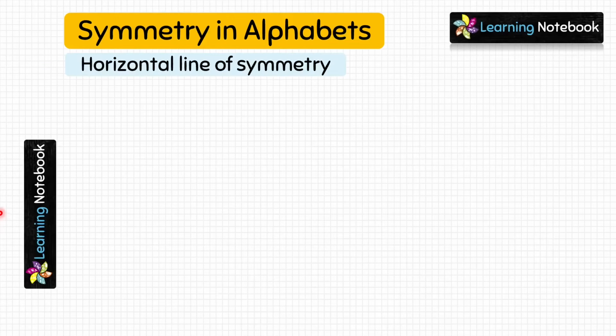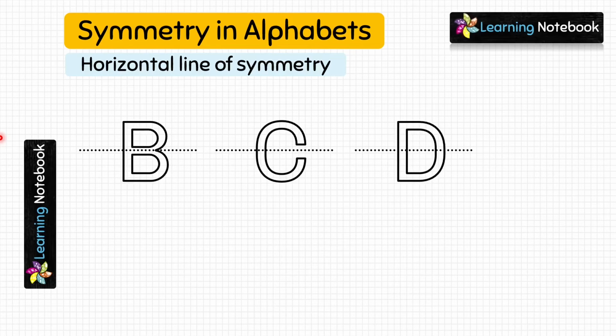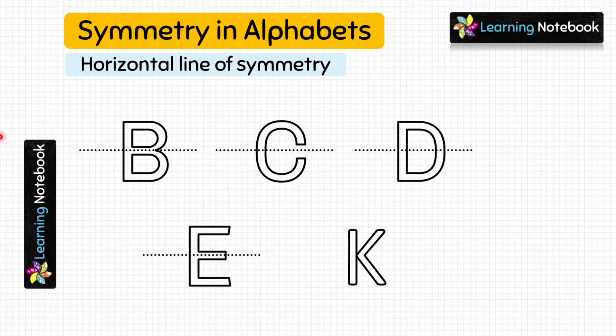First, let's see alphabets with horizontal line of symmetry. B. B has horizontal line of symmetry as shown here. C. Next alphabet is D. Then E. After that, we have K. So all these alphabets B, C, D, E, K, they have horizontal line of symmetry.